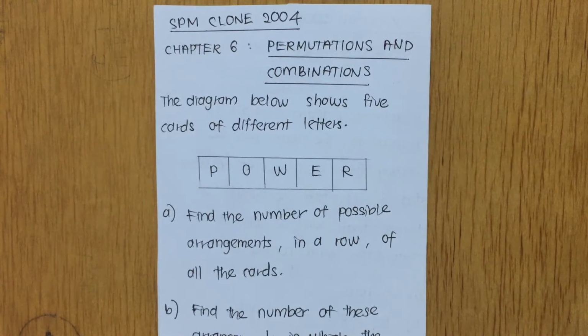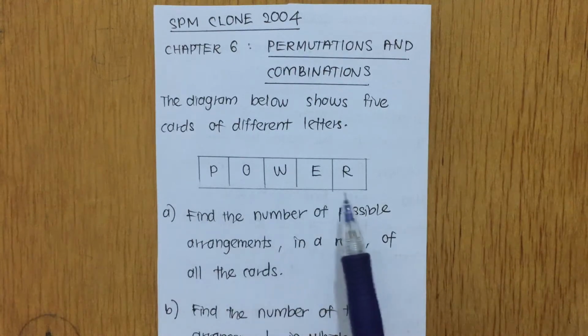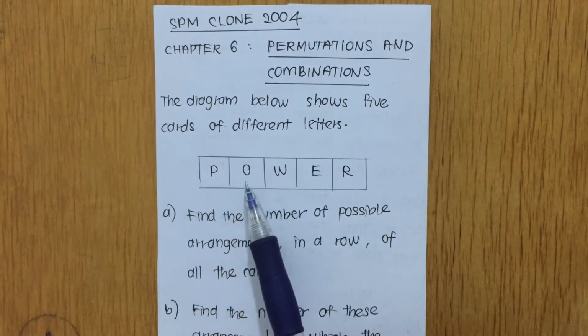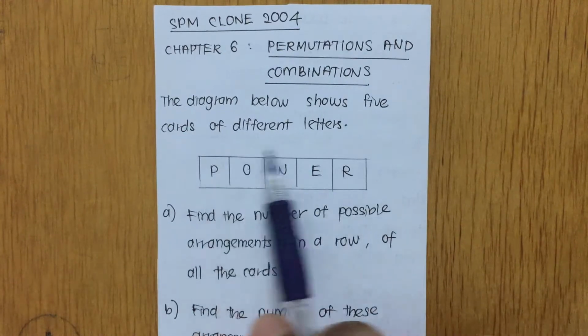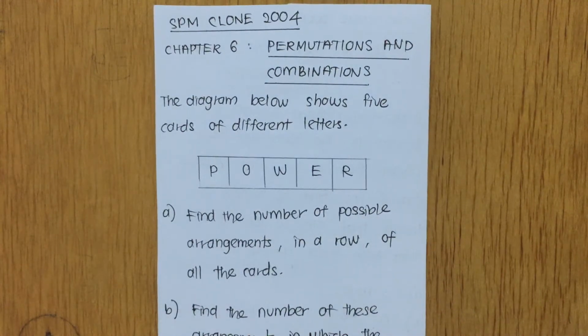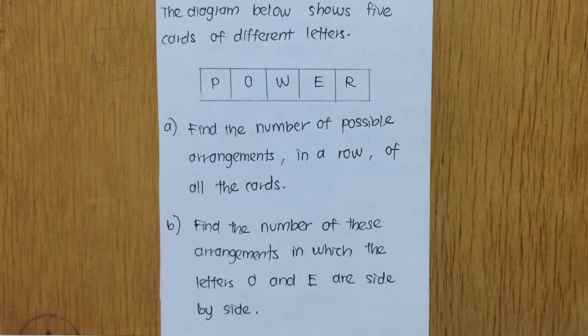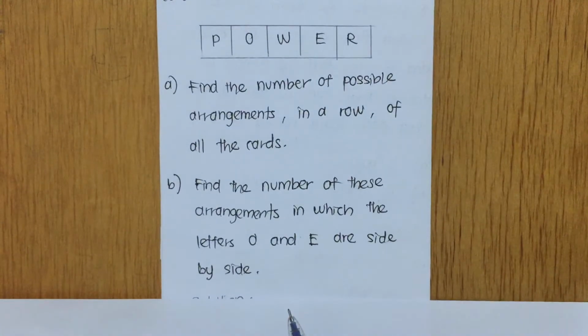Alright, let me read the question now. The diagram below shows 5 cards of different letters. As you can see here, these are the 5 cards of different letters: P, O, W, E and R, forming the word POWER. Continue to read the question, part A: Find the number of possible arrangements in a row of all the cards. Question A is without restriction. Part B: Find the number of these arrangements in which the letters O and E are side by side.